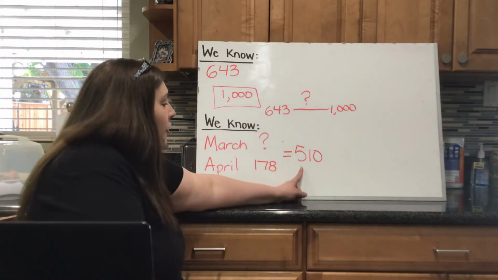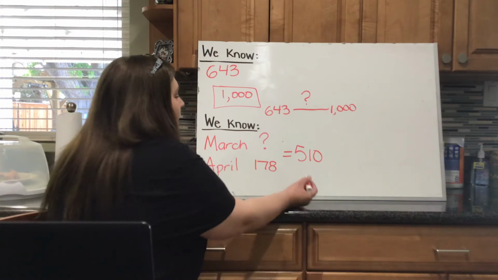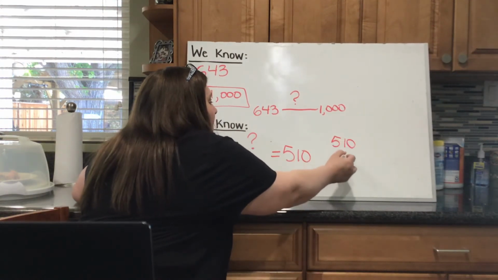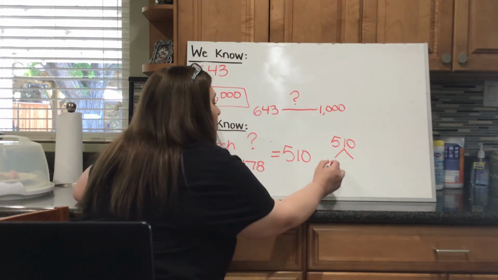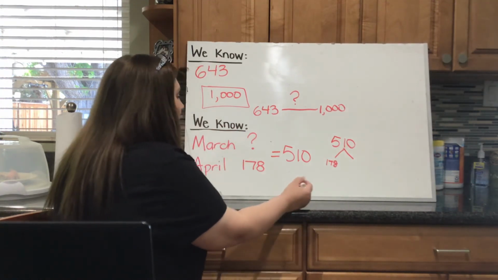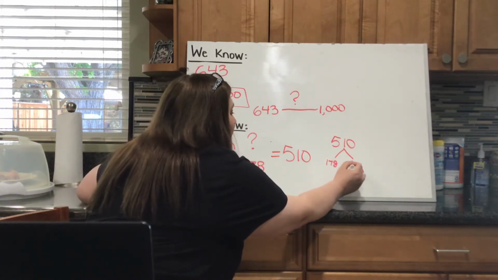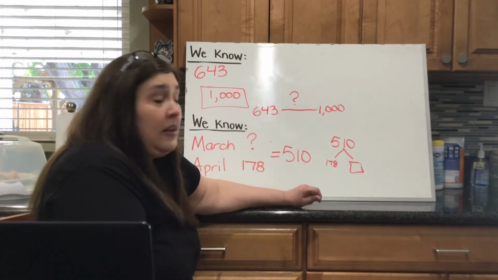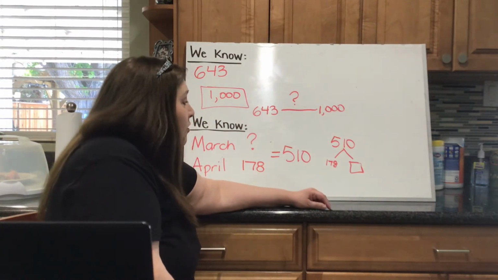Well, we know the total. So again, we kind of have, maybe you might want to turn this into a math mountain. We know they planted 510. We know they planted 178 in April. The question is, how many do they plant in March? So you could set it up as a math mountain. You could use an open number line. You could use a quick draw.